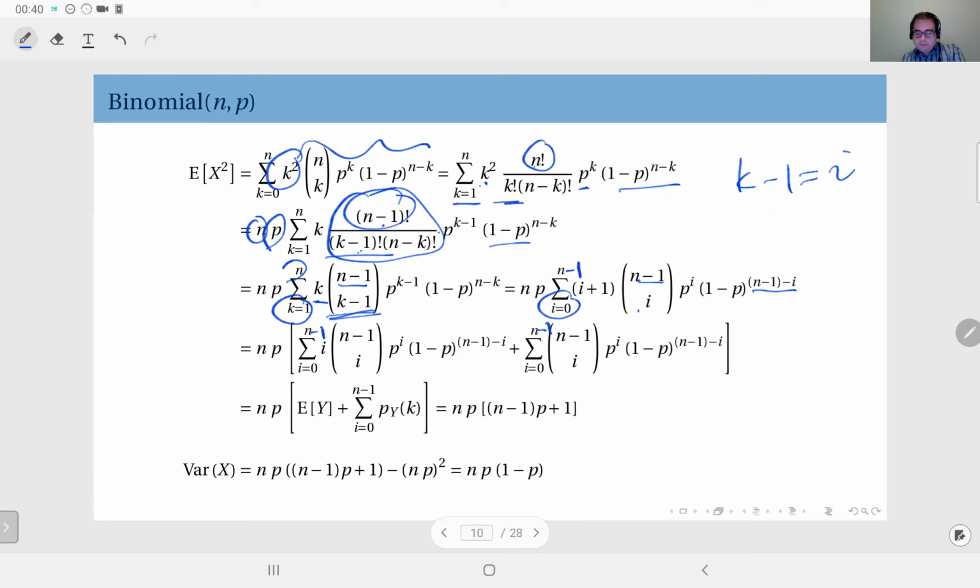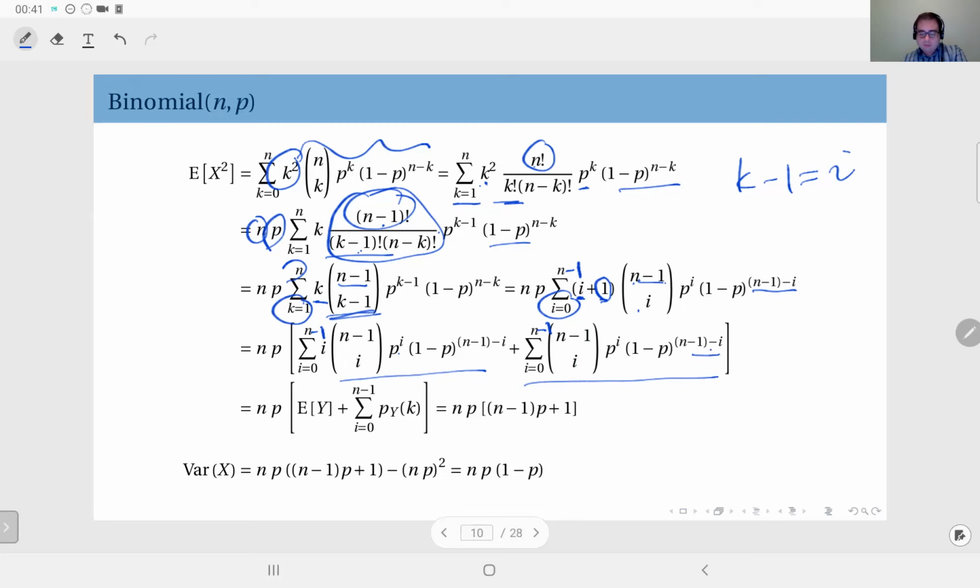Similarly, I should have n minus 1 here and n minus 1 here. But what is this? Now here you see I have one i here and i plus 1 times this. So I actually separate it into two sums. In this sum, all the summation range is the same. i times n minus 1 choose i, p to the power i, 1 minus p to the power n minus 1 minus i. And due to this plus 1, I have another term: n minus 1 choose i, p to the power i, 1 minus p to the power n minus 1 minus i.